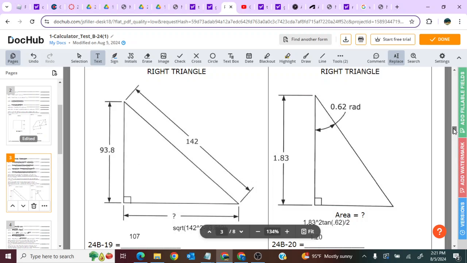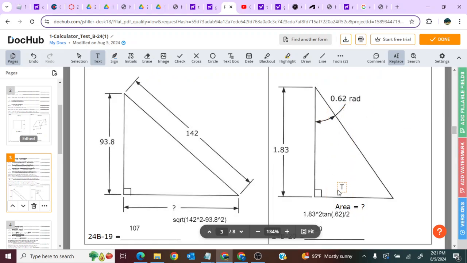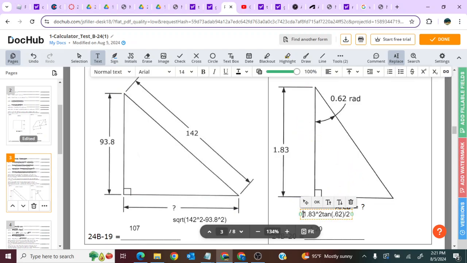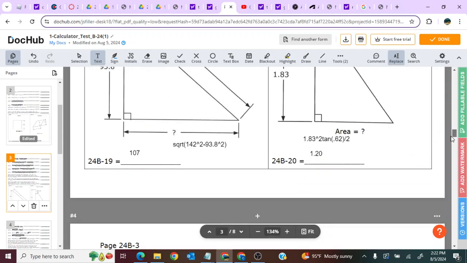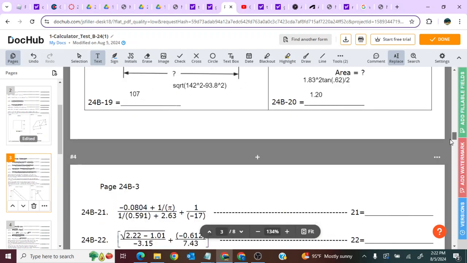Okay, area of this right triangle given an angle and a side. Well, this side right here is equivalent to tangent of 0.62 times that side right there. And you have to multiply that side by the height and divide by 2. That's basically what we're doing. 1.83 times 1.83 tangent of 0.62 and divided by 2. Do that and you get 1.2.